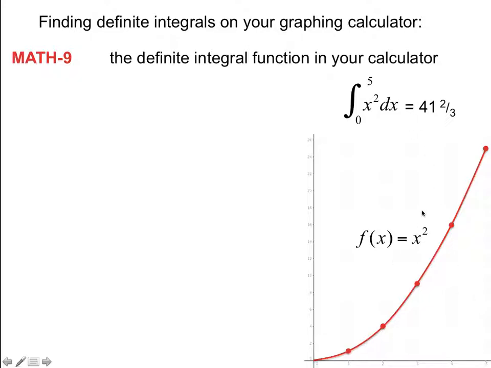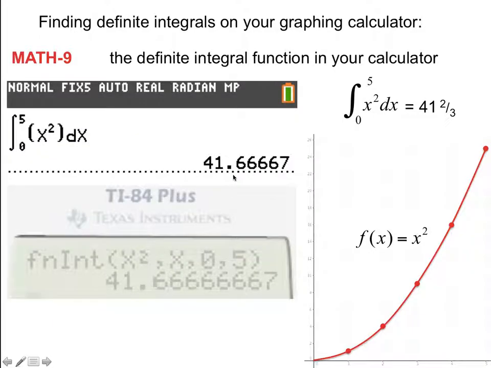And so this function x squared, which we work with a lot, if we integrate it from 0 to 5, we get this sliver of a shape here that has a curved surface. And that region between the function and the x-axis is 41 2/3. So this is how we do this.